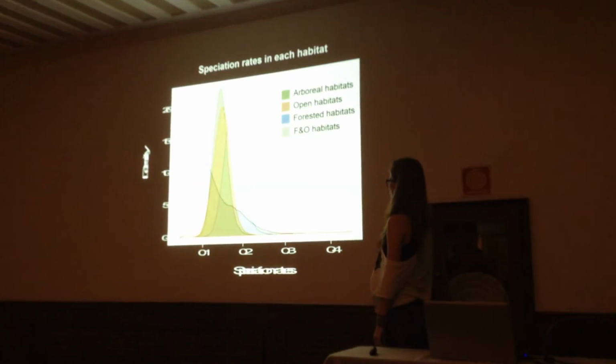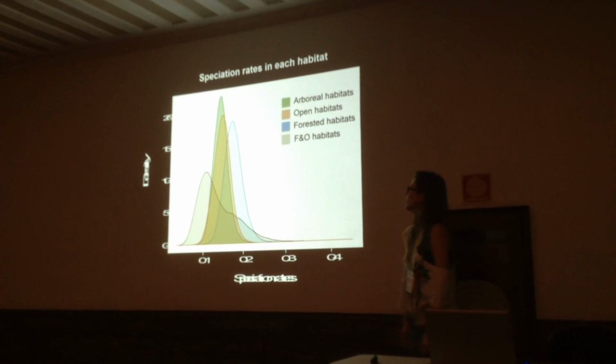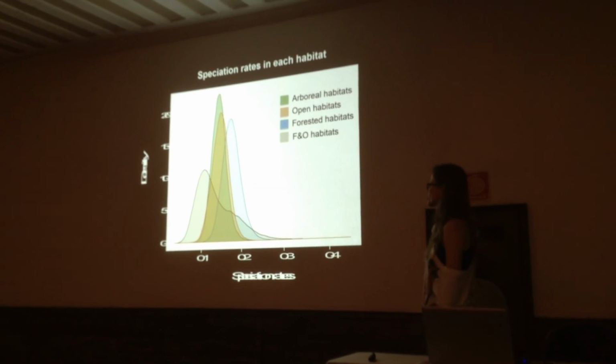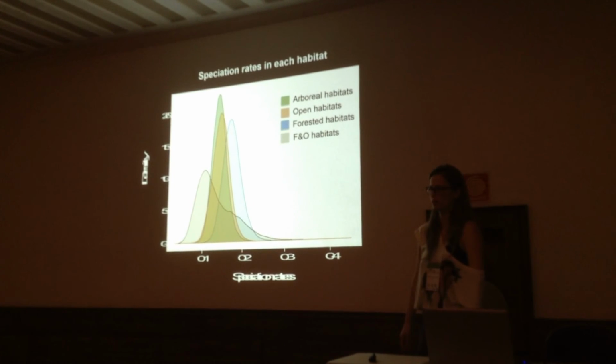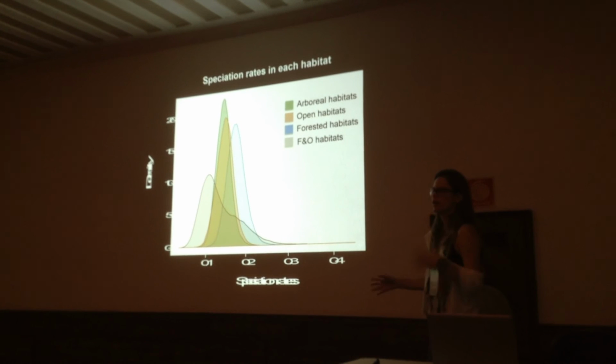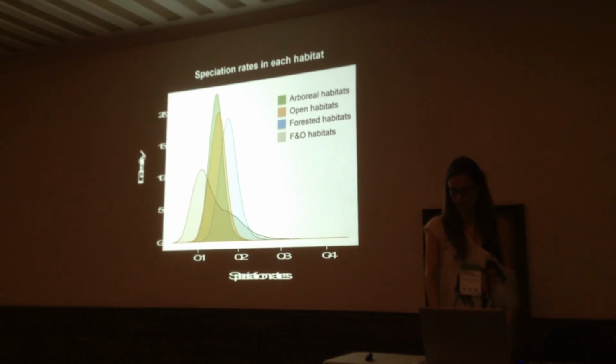Different from what we expected, the MuSSE method didn't suggest any different speciation rates between habitats, so they all seem to have very similar speciation rates in all the habitats.